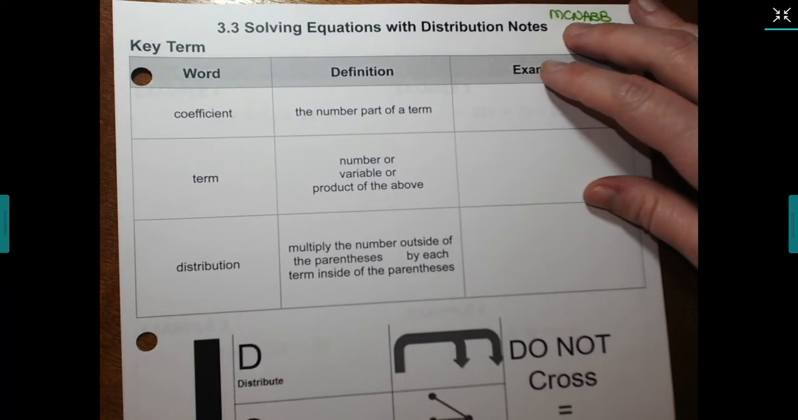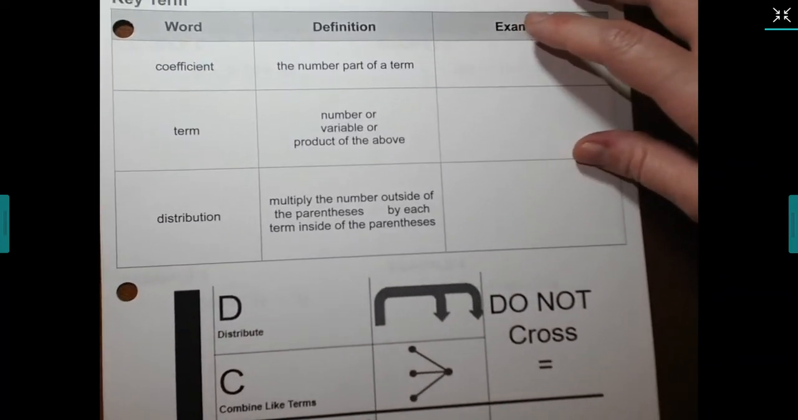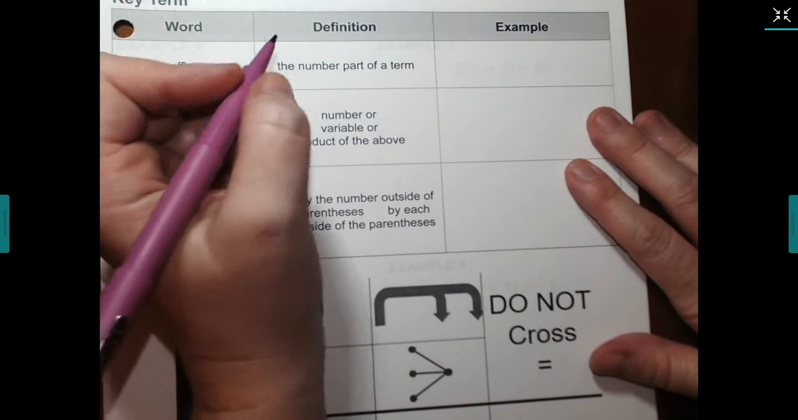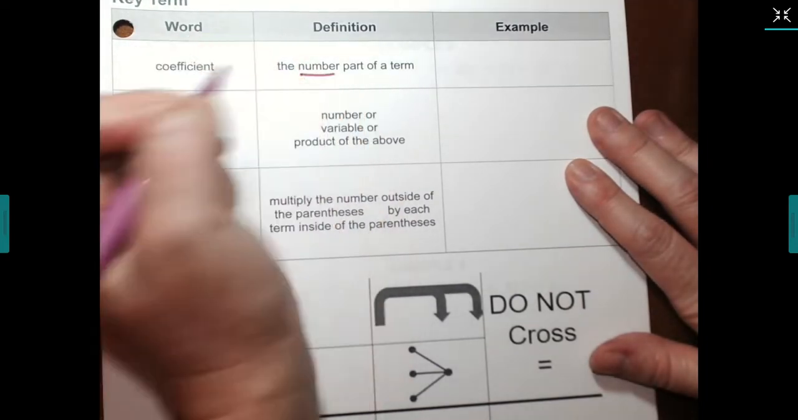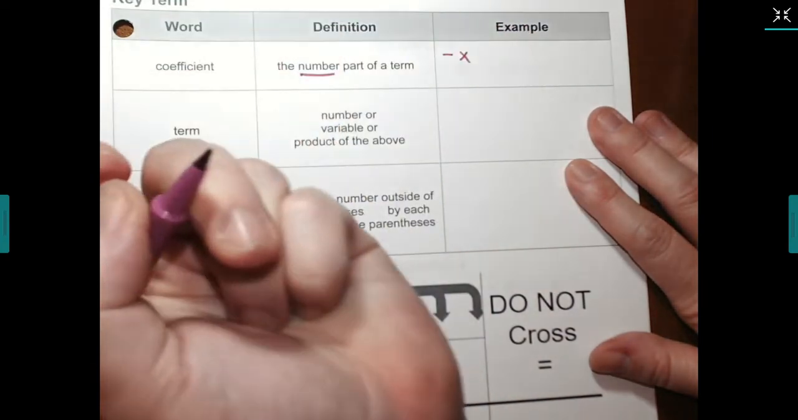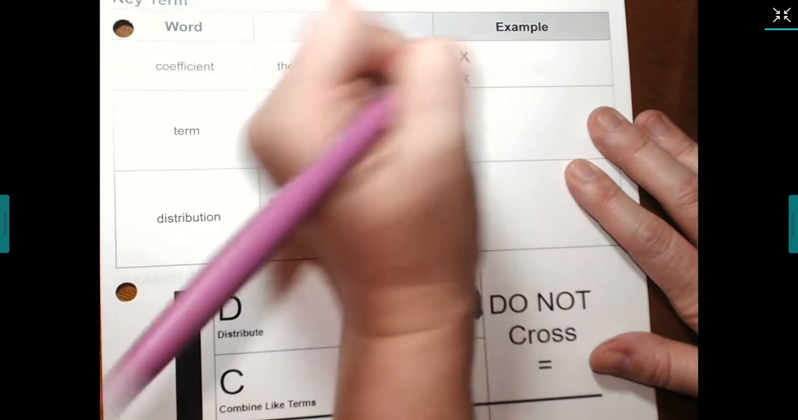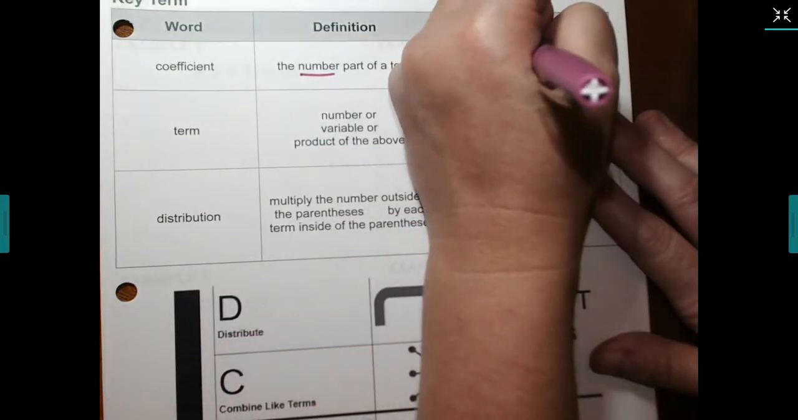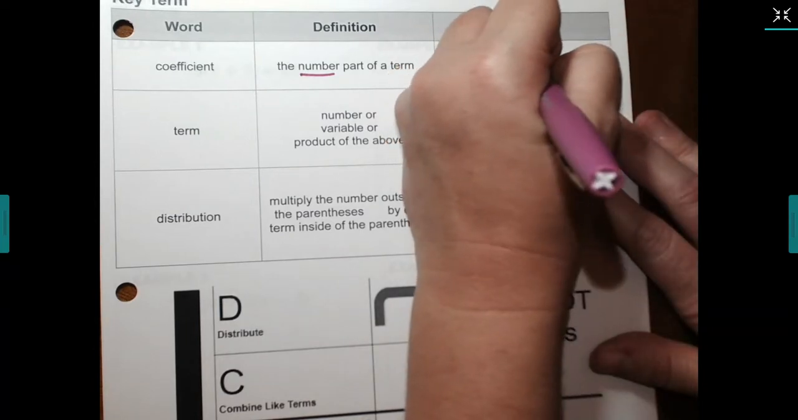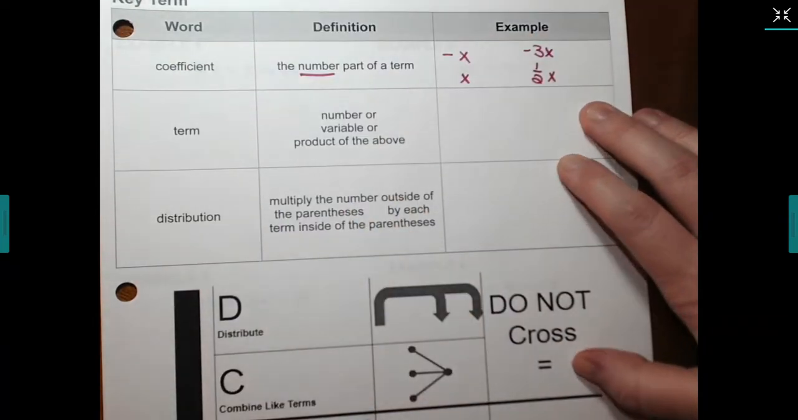Okay, we are going to be using distribution. It's okay. You guys should have practiced it a little bit yesterday. Let's see how this goes. So, a little bit of review. A coefficient is the number part of the term. That means if I have negative x, well, let me just give some examples. If I have negative x, I could have x, I could have negative 3x, or I could have 1/2 x. Go ahead and write those down.